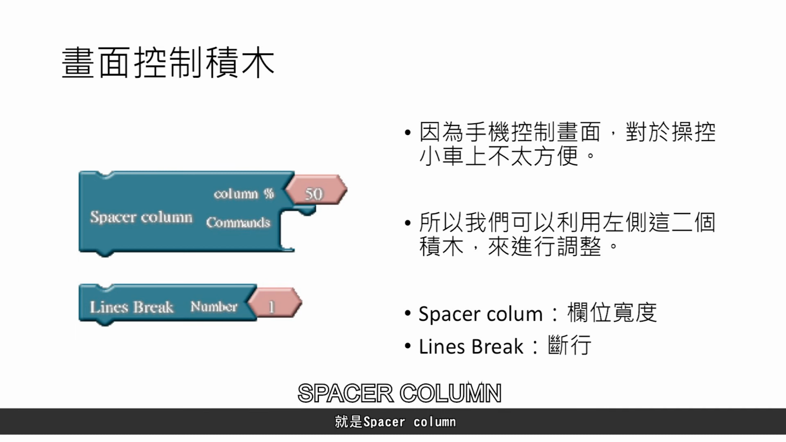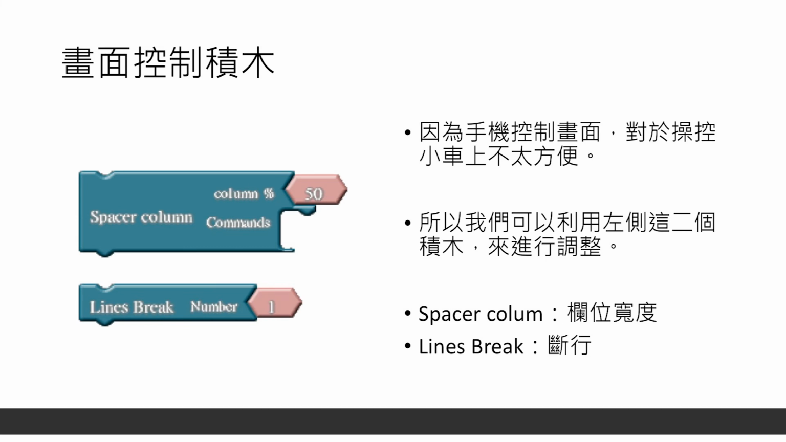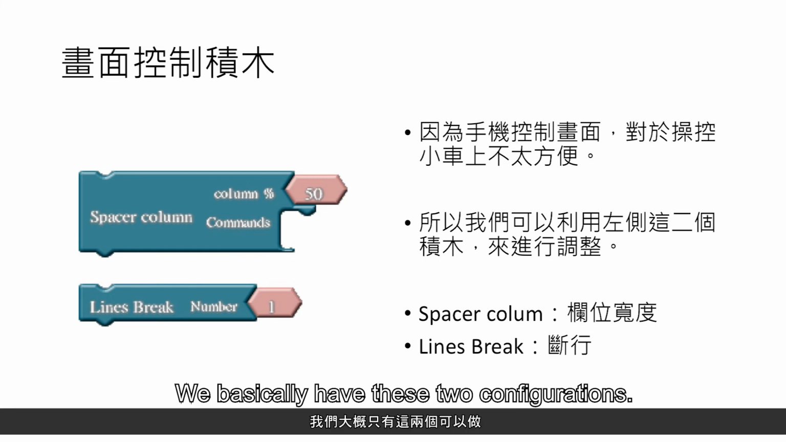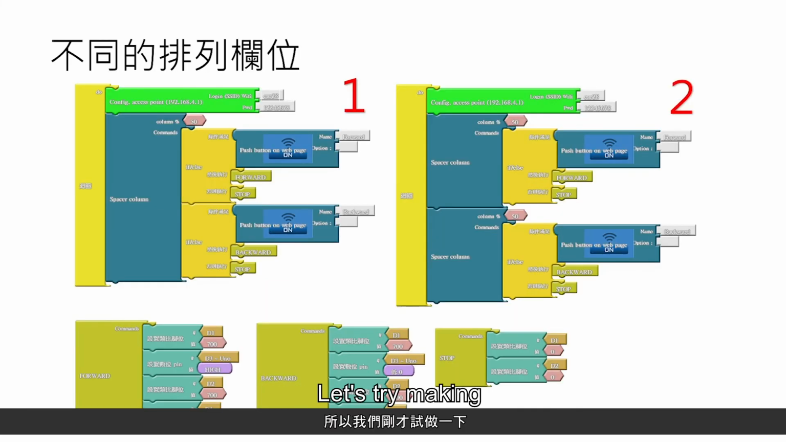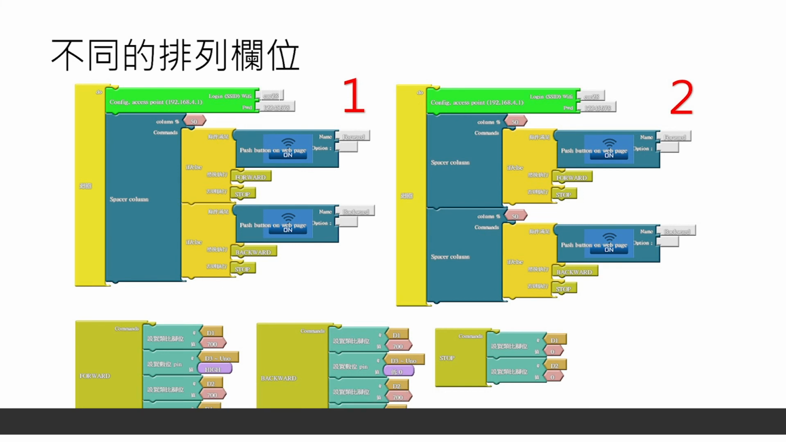Spacer column can control the width of the columns. The value 50 is the column's width. Line break is for increasing the spacing between the buttons so there is no overlapping. We basically have these two configurations. Let's try making a new layout with two separate rows. You can try it yourselves and see the difference.